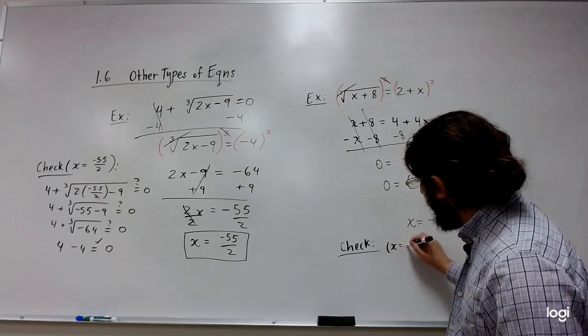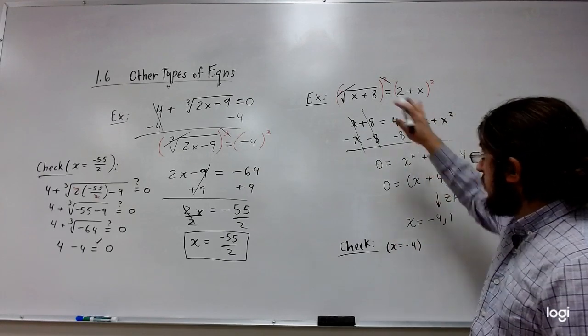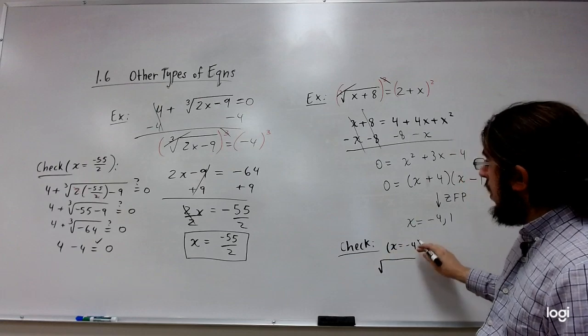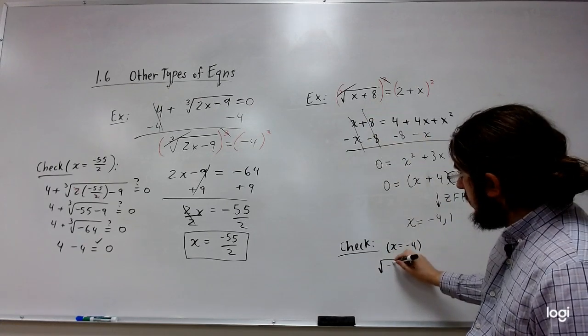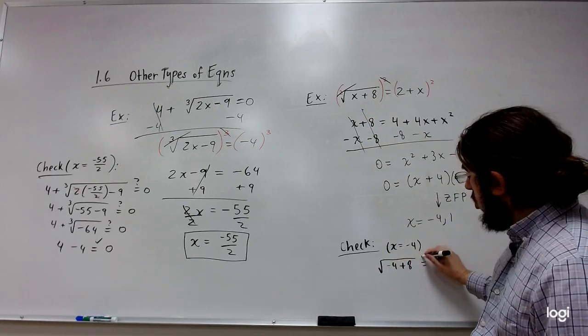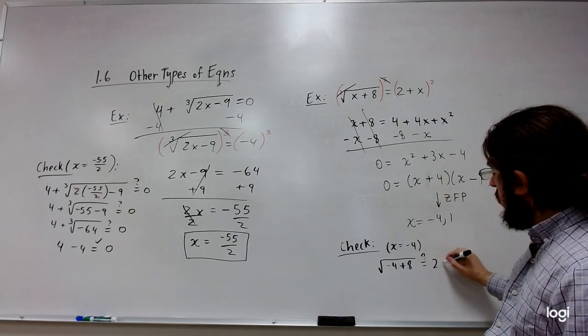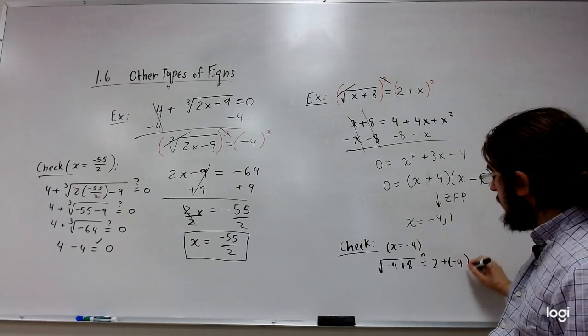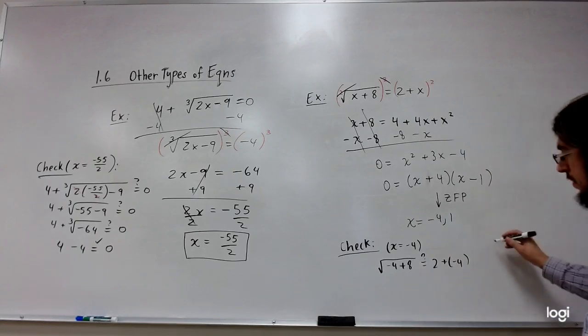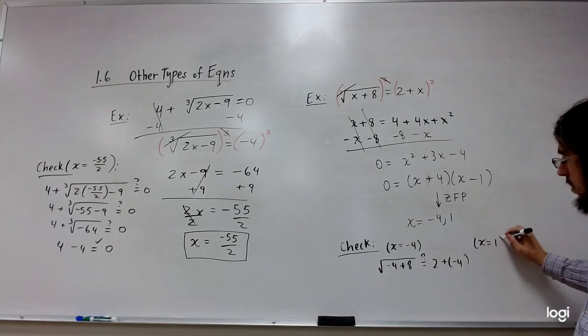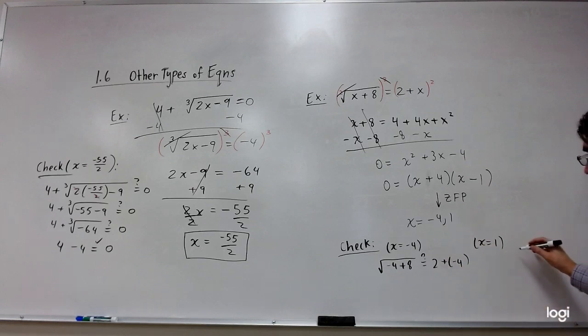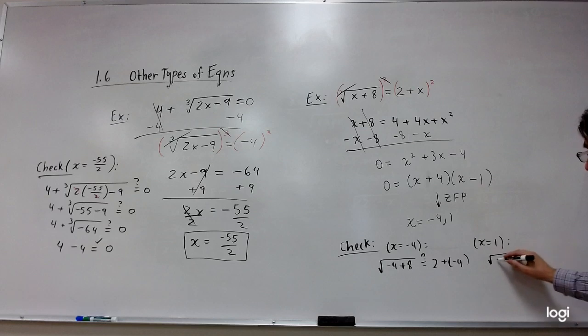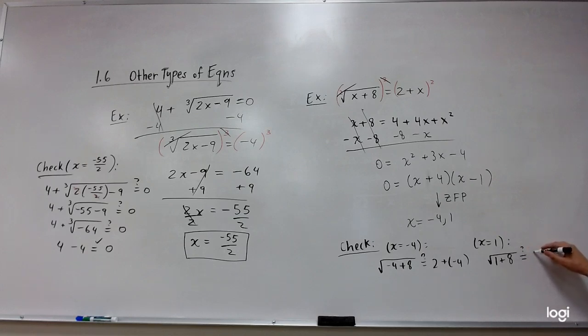So when checking x is equal to negative 4 in the original equation, we get the square root of negative 4 plus 8 is hopefully equal to 2 plus negative 4. So we'll check that in a second. When plugging in x is equal to 1, the other supposed solution, we get the square root of 1 plus 8, good, is supposedly equal to 2 plus 1.